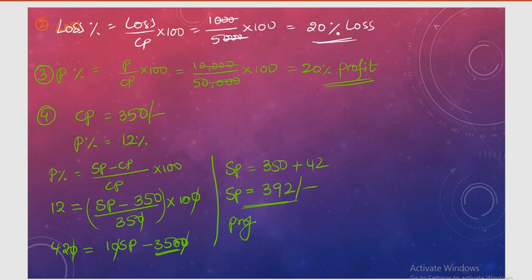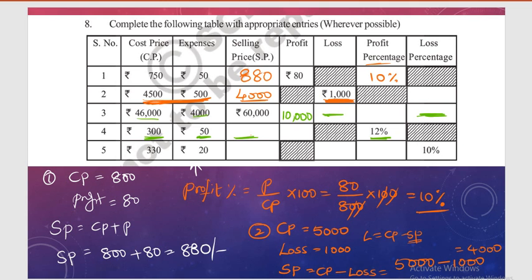Then from this I can directly find out the profit now. So what is the profit here? The profit is 42 rupees. So directly we have found the profit as well as the selling price. So from this, what can I say? The selling price is 392 rupees and the profit is 42 rupees.